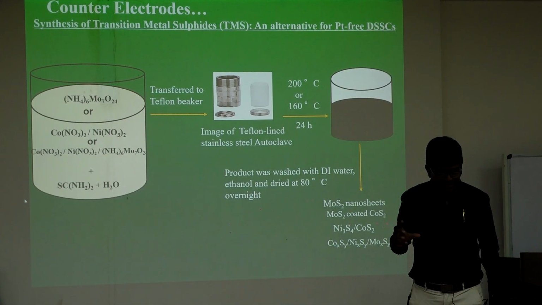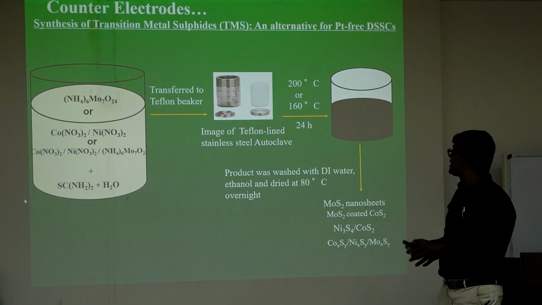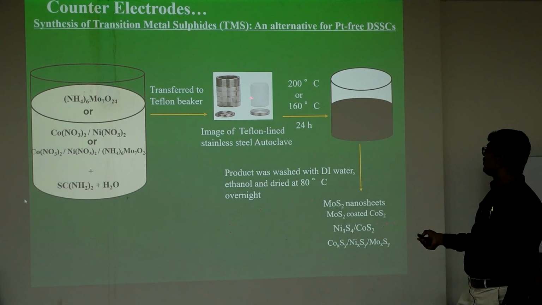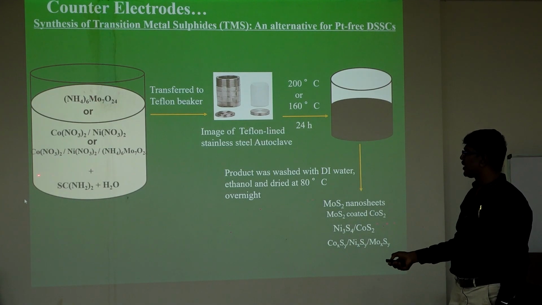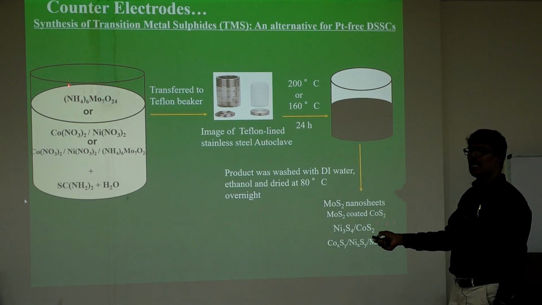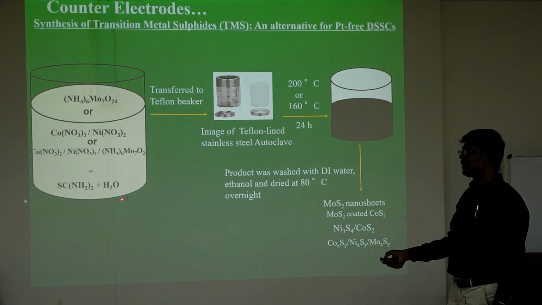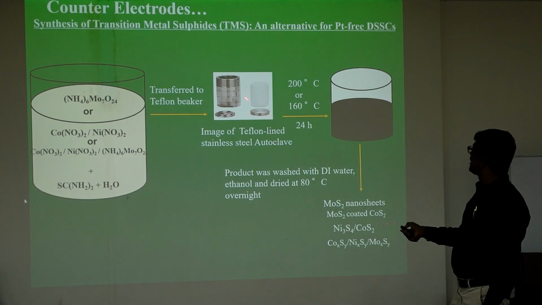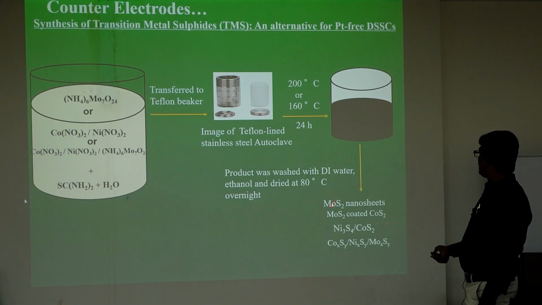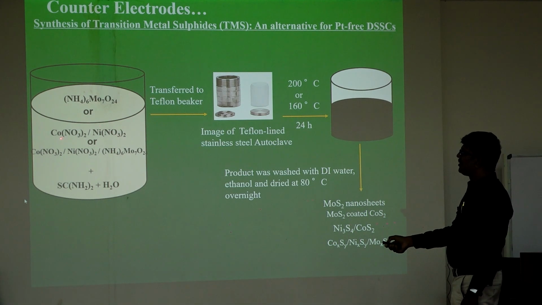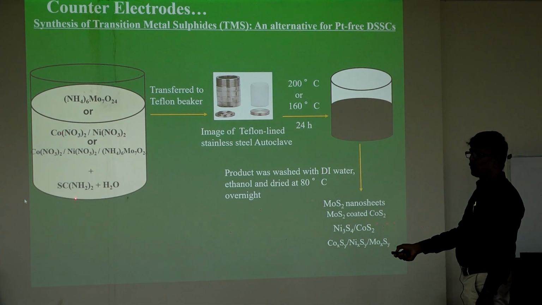So we take a hydrothermal method. This is the hydrothermal container with a Teflon container inside. First we take ammonium molybdate and add thiourea. This is the first reaction: ammonium molybdate with thiourea and water. A simple reaction. We use hydrothermal conditions, a temperature of 160 to 200 degrees Celsius, and we get a black colored powder. We get MoS2 nanosheets.